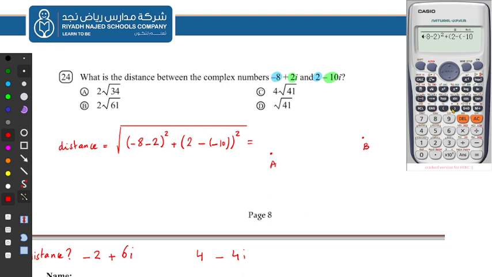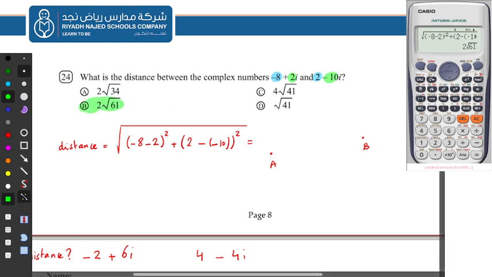So put both signs here, the minus sign and the negative sign. Close both brackets because we opened 2 brackets here, so we have to close 2 brackets and squared equals, and you get the result in its most simplified form, which is 2 square root of 61, which is answer B.